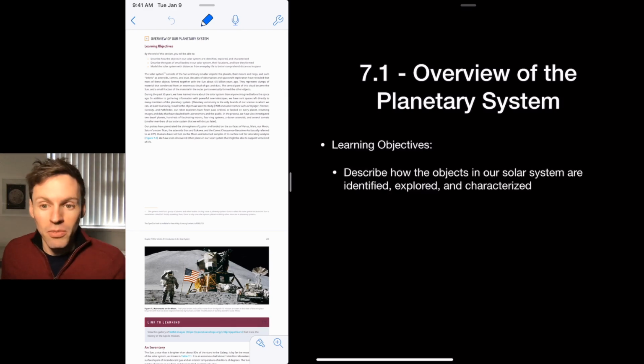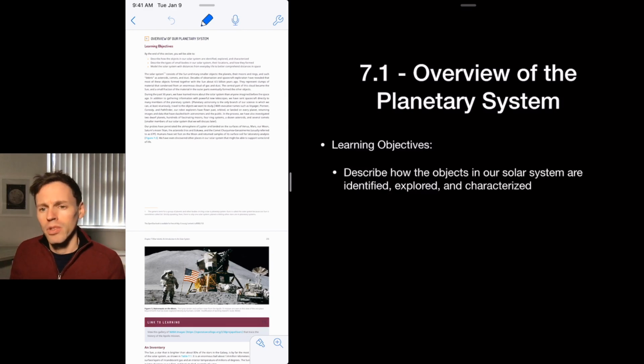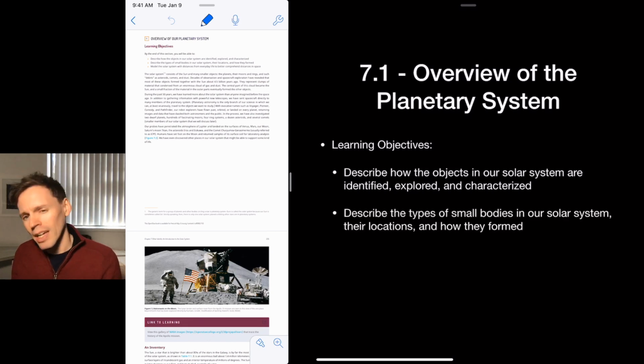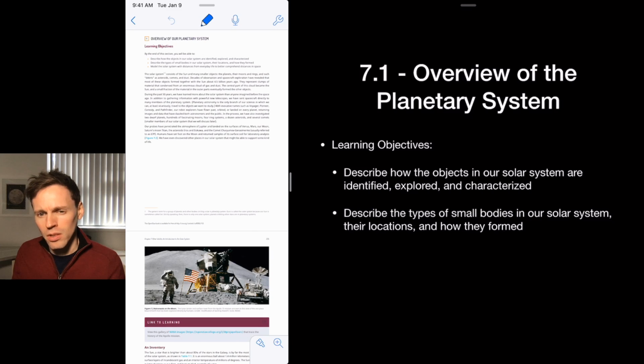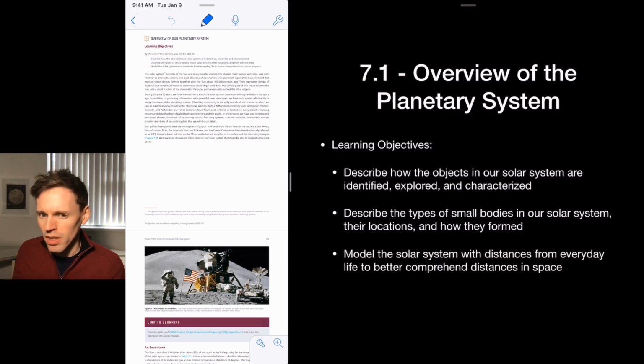So the learning objectives from this chapter: we want to describe how the objects in our solar system are identified, explored, and characterized. We want to describe the types of small bodies in our solar system, their locations, and how they formed. And we want to model the solar system with distances from everyday life to better comprehend how far apart these things are.